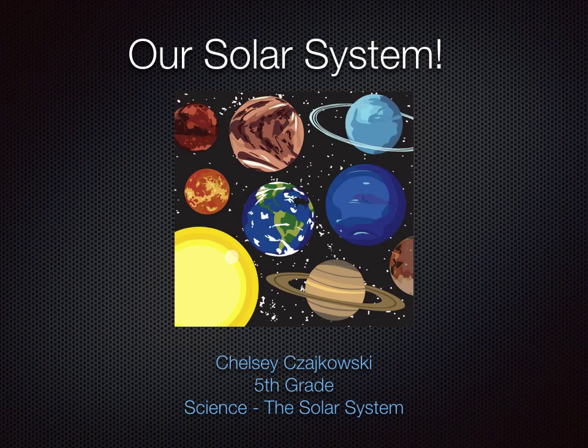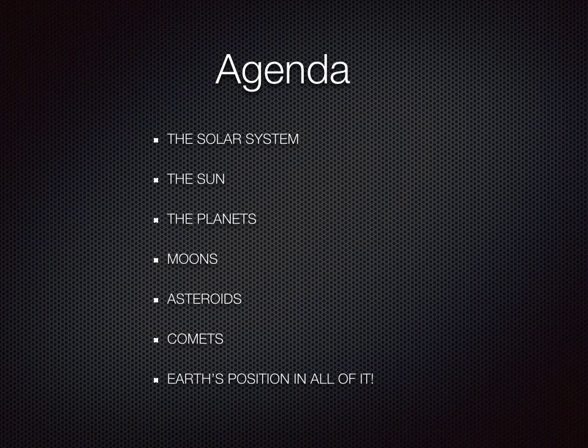Let's begin. Today we'll be learning about the different aspects of the solar system. We will look more in depth into what the solar system is, the sun, the different planets, moons, asteroids, comets, and how the Earth fits into it all.